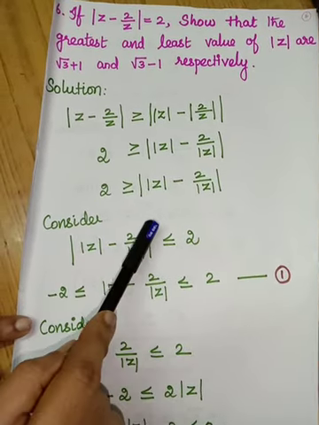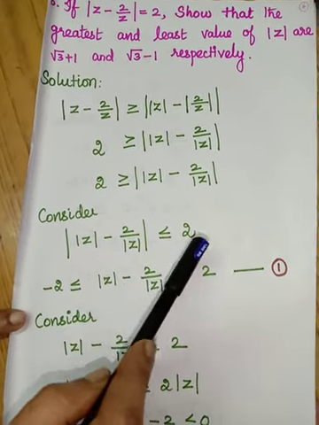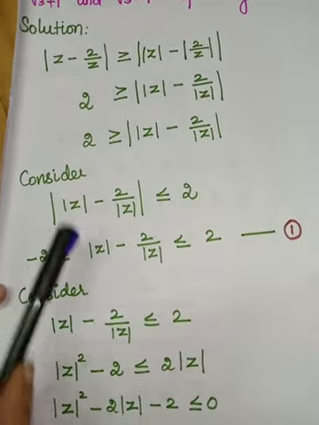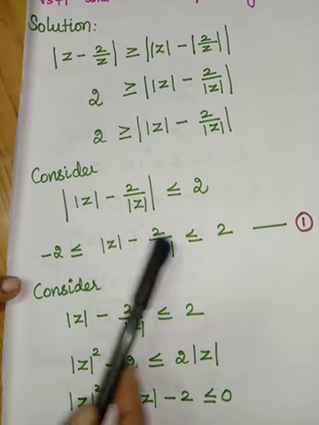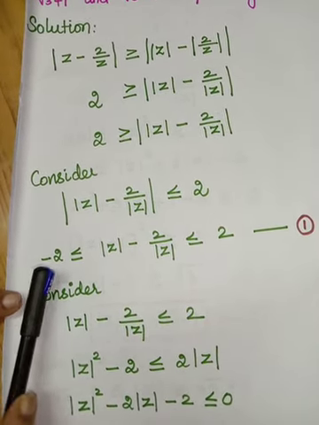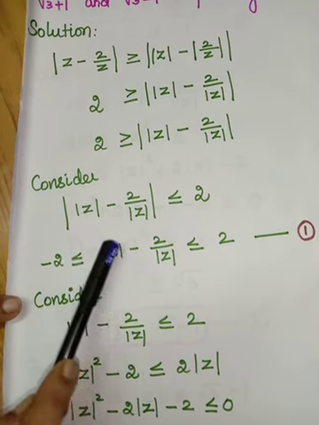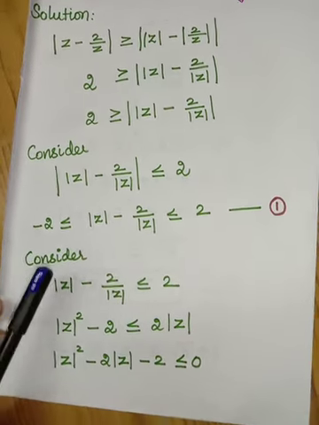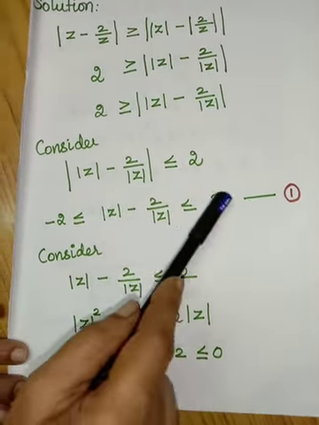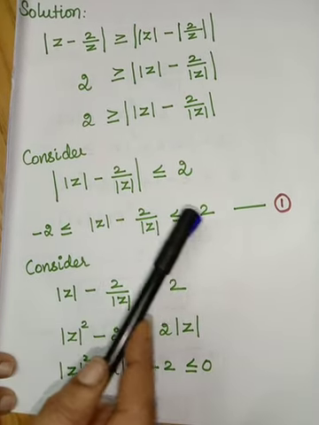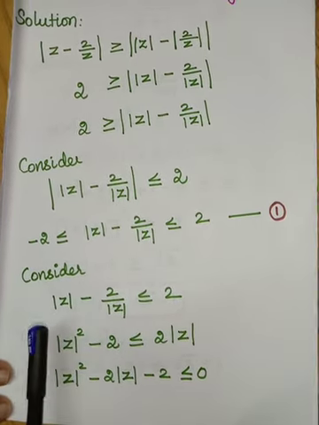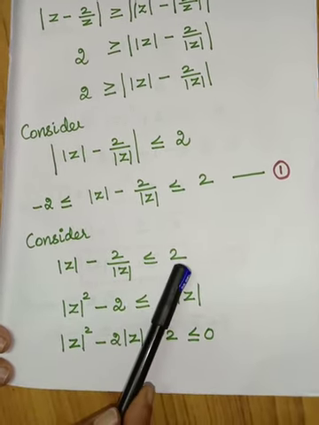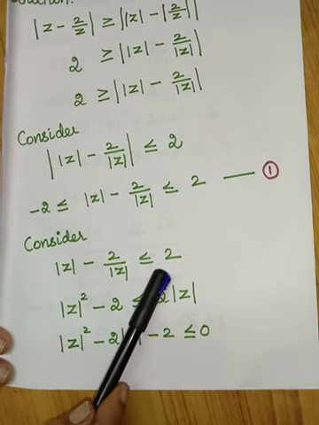Okay, here you are having modulus. This modulus is less than or equal to 2 means, so this term, what is it? The inner term can vary from minus 2 to plus 2. So, I have written minus 2 less than or equal to modulus of z minus 2 by modulus of z less than or equal to 2. Okay. So, here I am going to consider first the second and the third term. Okay. So, modulus of z minus 2 by modulus of z is less than or equal to 2. Second term and the third term I have considered.